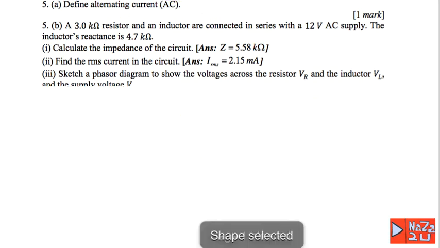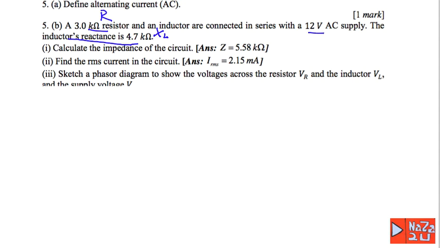Next, question number 5b. A 3 kilo ohm resistor, this is R, and this is an inductor. The inductive reactance is 4.7 kilo ohm, so this is XL. And this is a 12 volt supply, meaning AC here, so this is a V RMS.